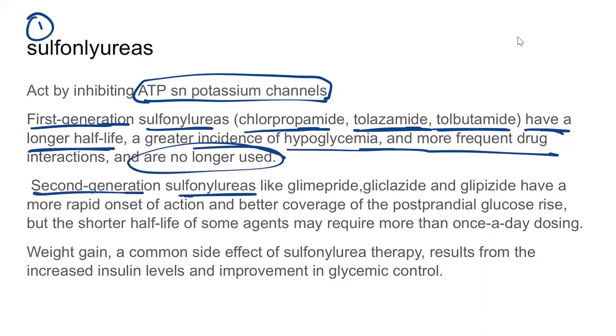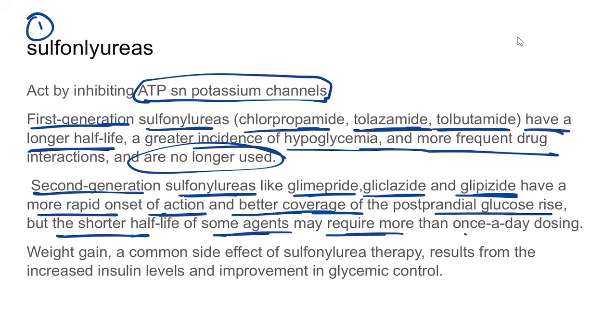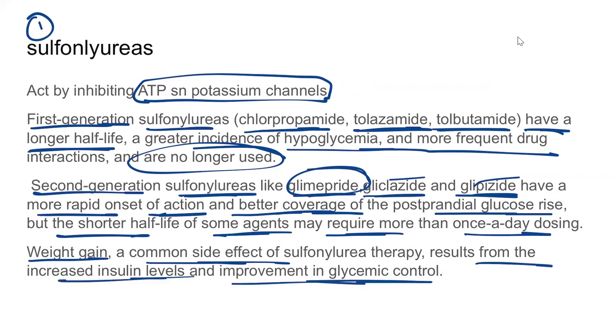Second generation sulfonylureas like glimepiride, gliclazide, and glipizide have a more rapid onset of action and better coverage of the postprandial glucose rise, but the shorter half-life of some agents may require more than one dose. So currently we are just using second generation sulfonylureas like glimepiride, which is more commonly used than gliclazide and glipizide. Weight gain is a common side effect of sulfonylurea therapy, and it results from the increased insulin level and improvement in glycemic control.